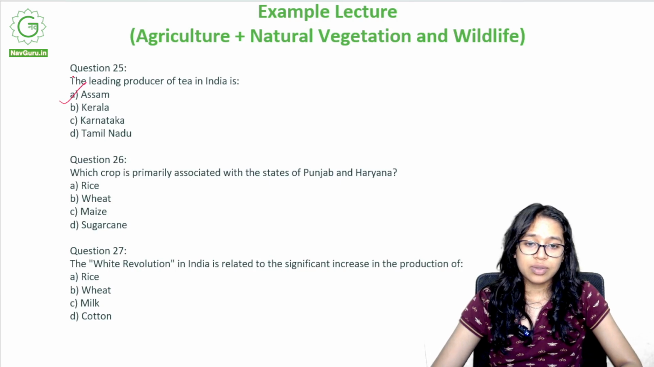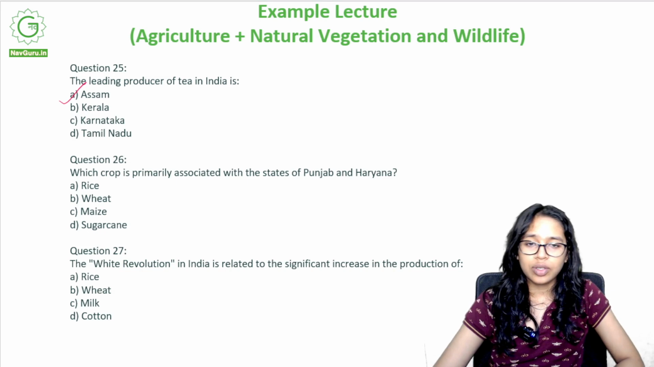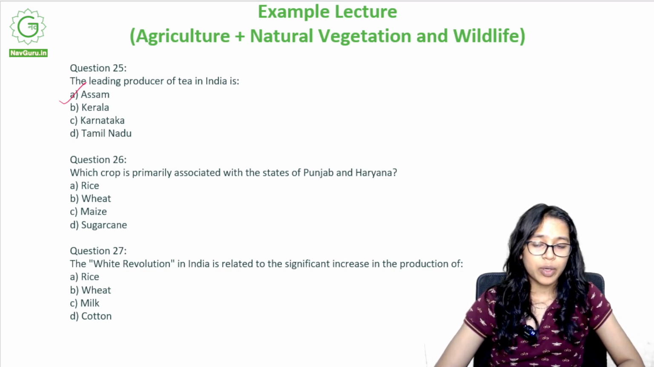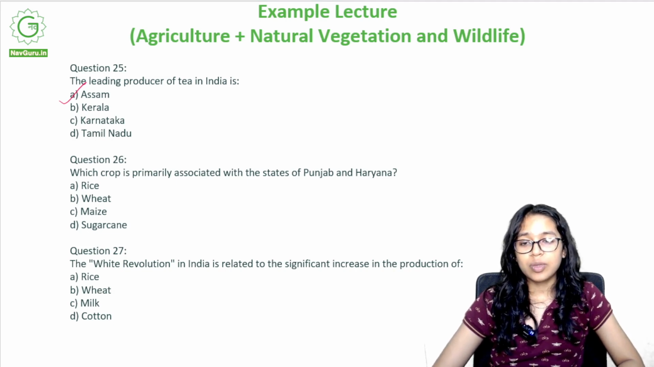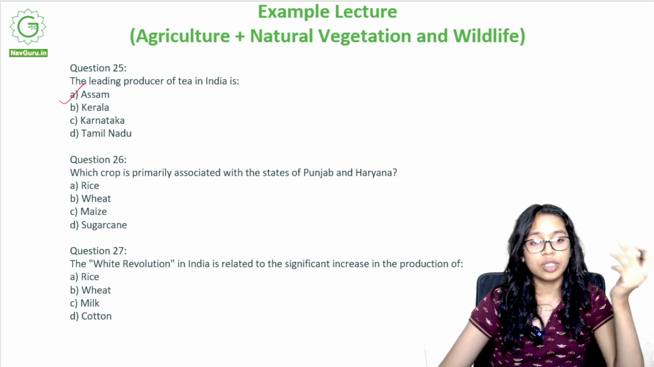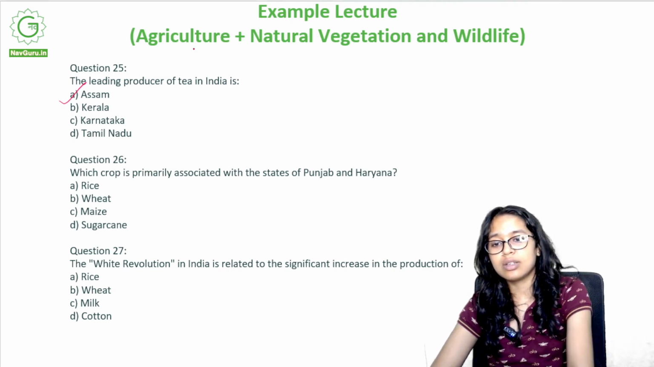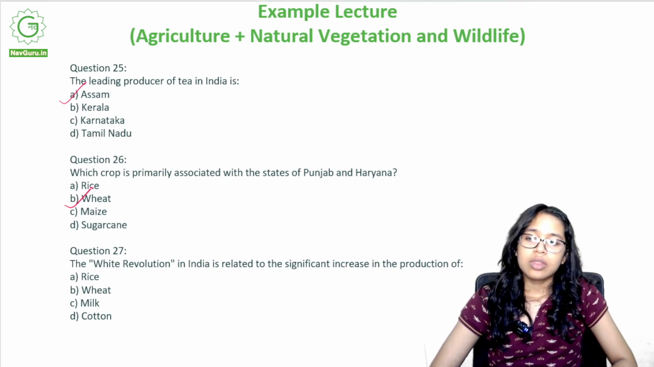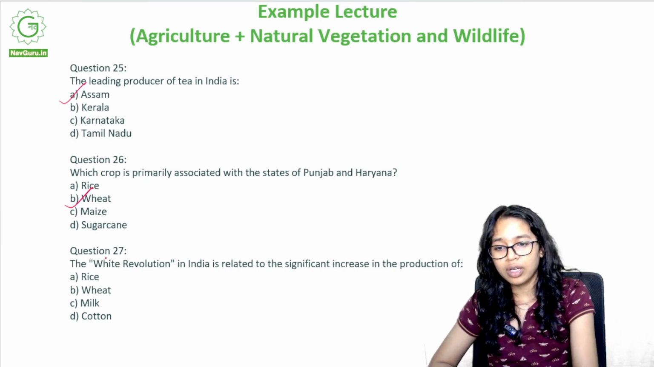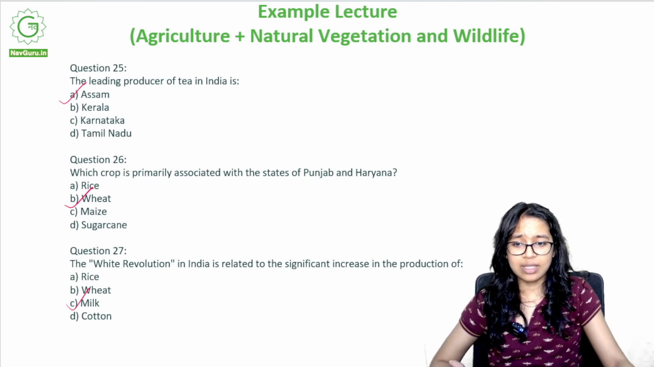Which crop is primarily associated with the states of Punjab and Haryana? So Punjab and Haryana are together responsible for a high yield of this crop. But what crop is it? Is it rice, wheat, maize, sugarcane? Could be either, because Punjab and Haryana are areas where alluvial deposits are found. So it could be any of these, but the right answer in this case is B, wheat. The White Revolution in India is related to the significant increase in the production of milk. Very true. White Revolution, the name itself suggests that it's milk.